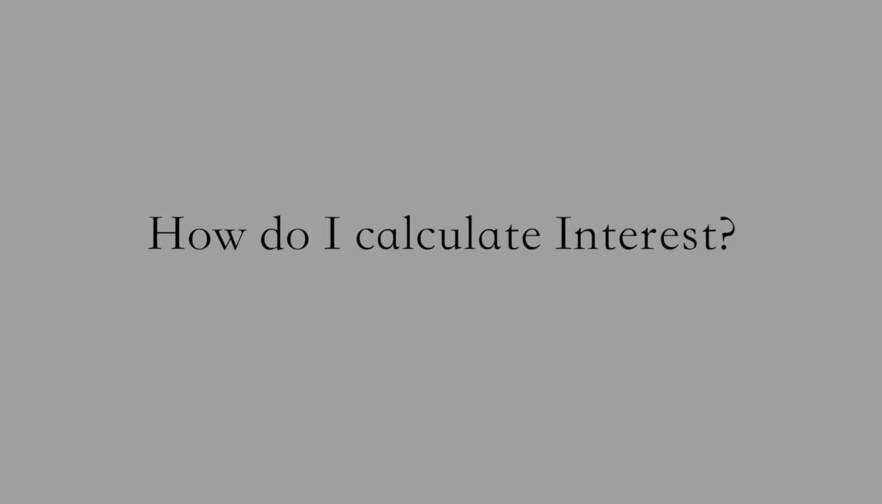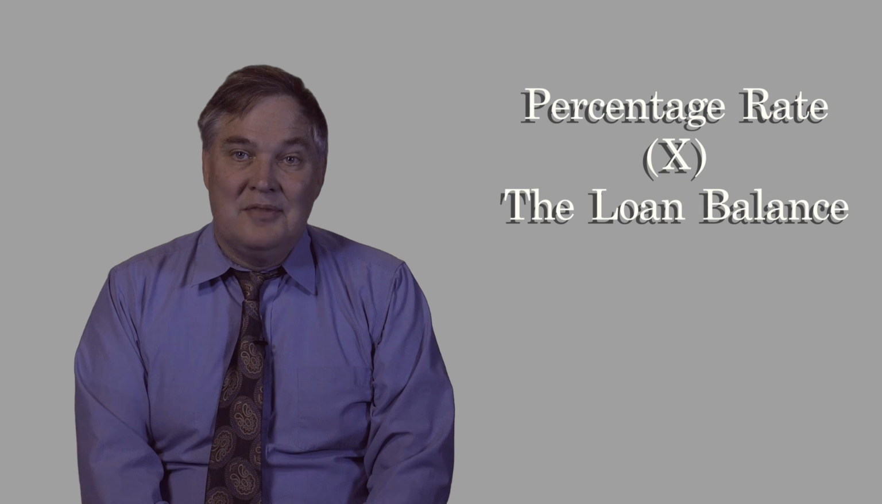Let's say that I borrow $1,000 at 6%, so 6% is the interest rate. If I hold that $1,000 loan out for a year, I'd owe $60 in interest. So that $60 would be the fee that I would have to pay to have access to that $1,000. You calculate interest by multiplying the percentage rate times the loan balance.